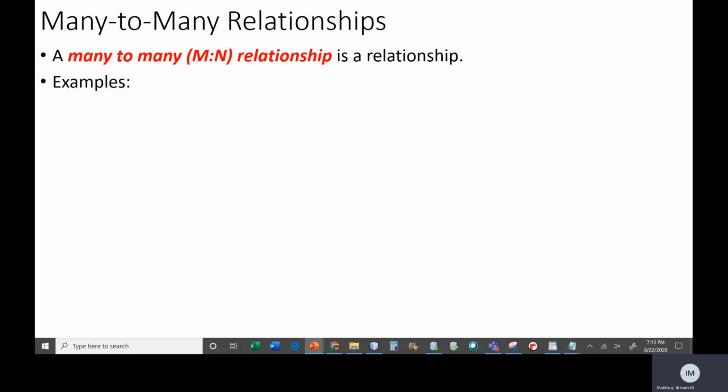The third type of relationship that we're going to talk about is a many-to-many relationship. Now, when we talked about one-to-many, we said 1:m. When we talked about one-to-one, it was 1:1. With a many-to-many, we don't say m:m, we say m:n. So just notice that a many-to-many relationship is written as m:n.